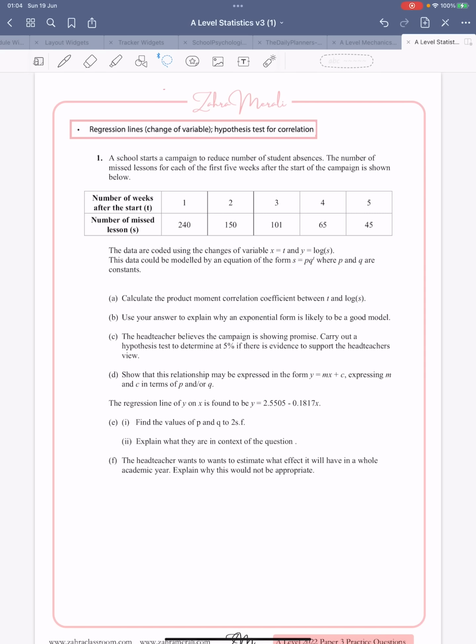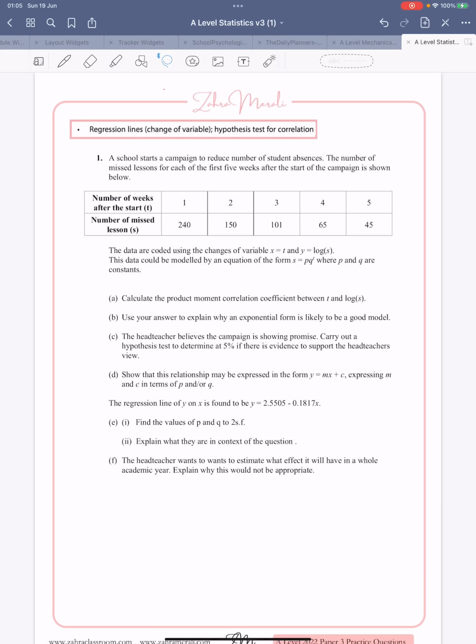Okay, so we're looking at regression lines and the change of variable, and also a hypothesis test for correlation. Now that's what was given in the advanced information. The change of variable, I suspect, could be an exponential change. So this is using your AS, like the last chapter in AS when you do exponentials. So that's what's in your specification. I've tried to write a question around it. Hopefully it works. Let's have a look.